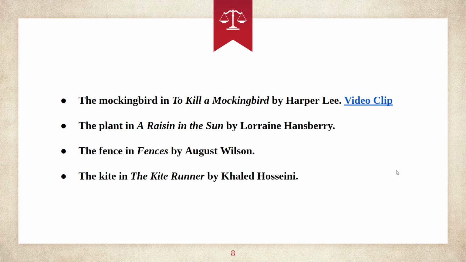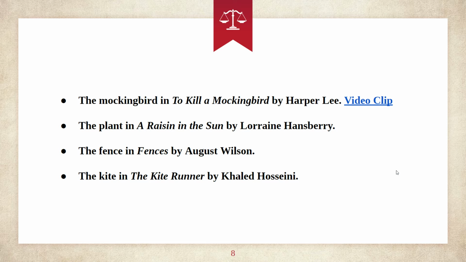The plant in A Raisin in the Sun by Lorraine Hansberry would also be considered symbolic. Mama, at first, is constantly trying to care for that plant, just as she's trying to care for her children. And the plant, you will see, is in various stages in the play, depending on how well her kids are doing at the time.